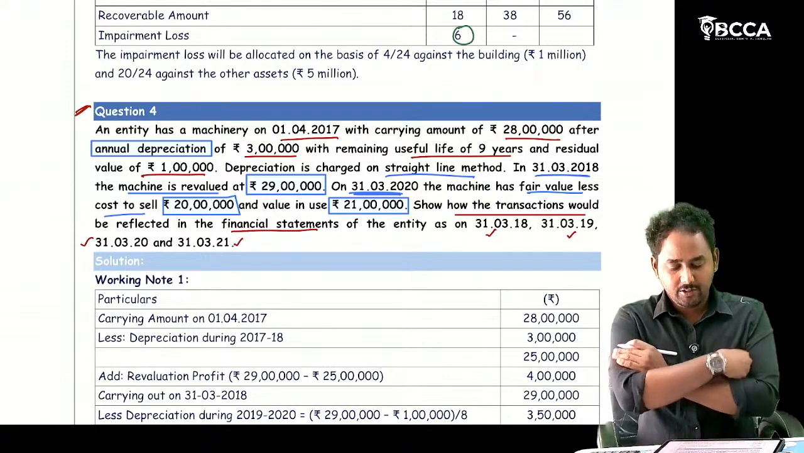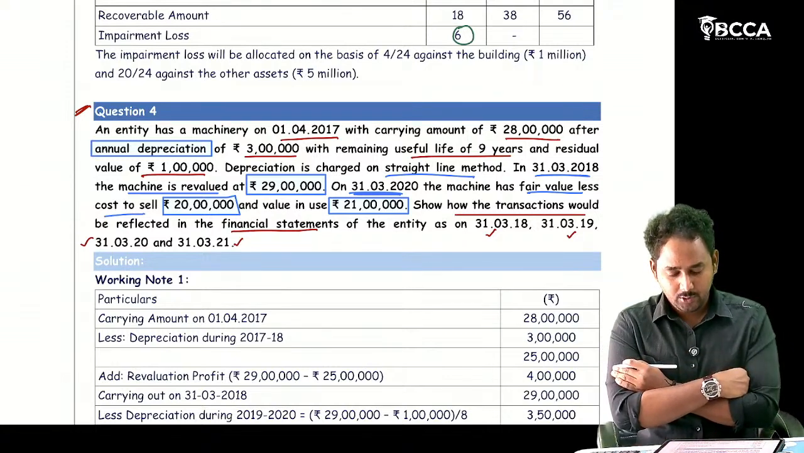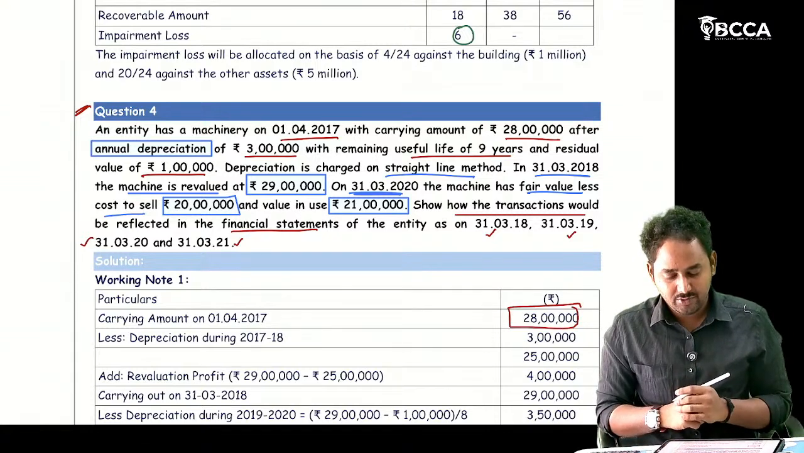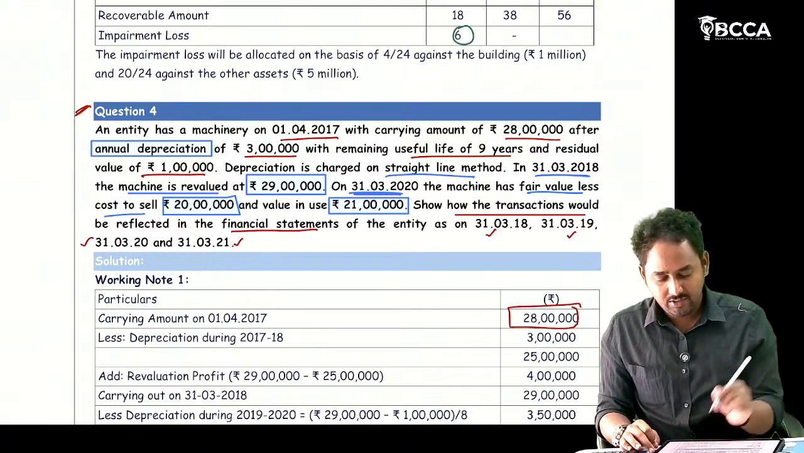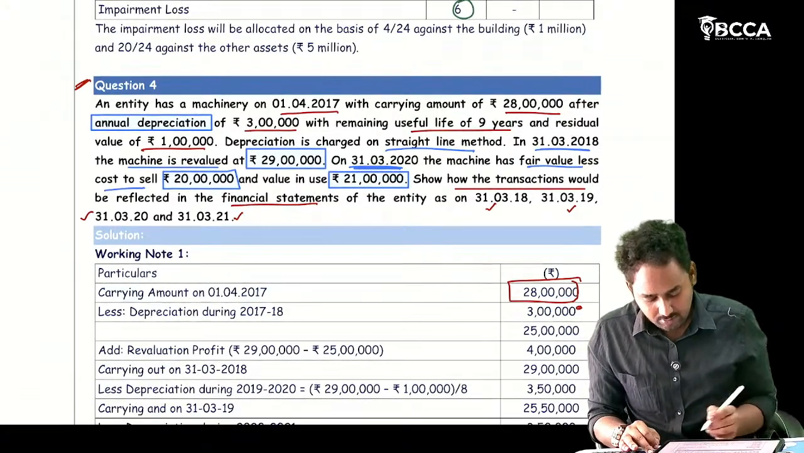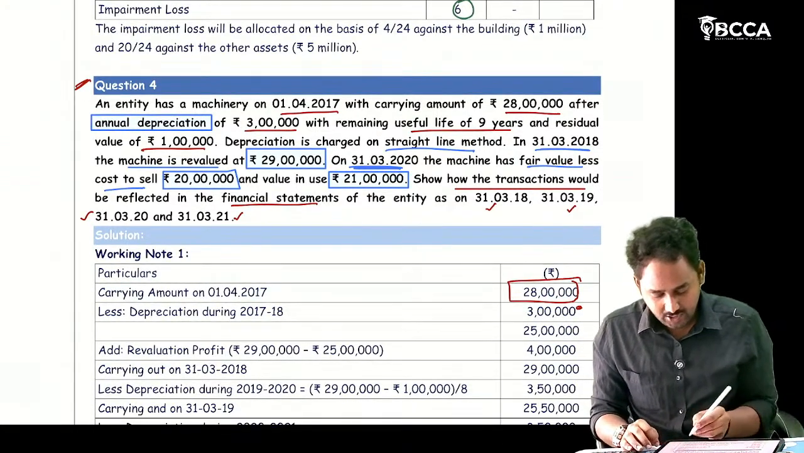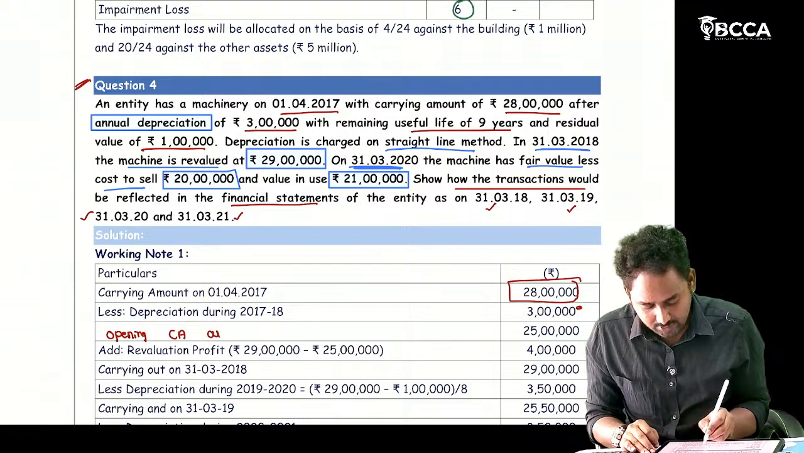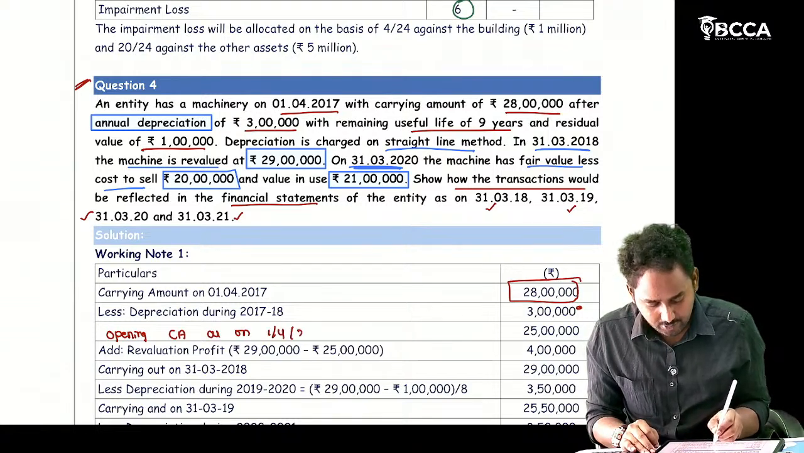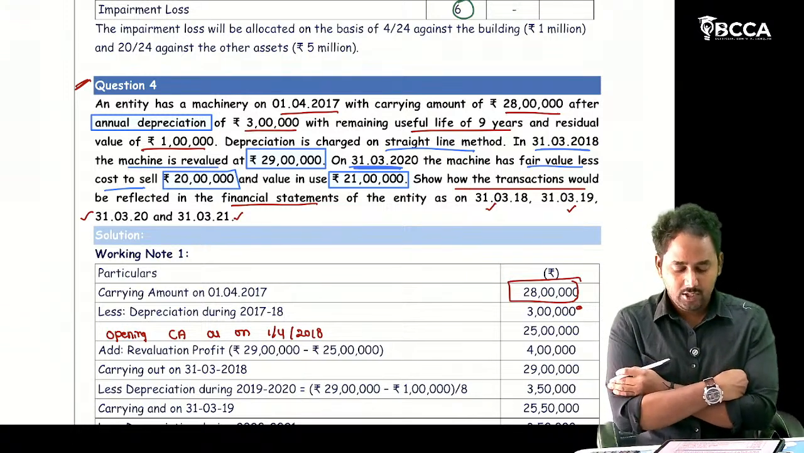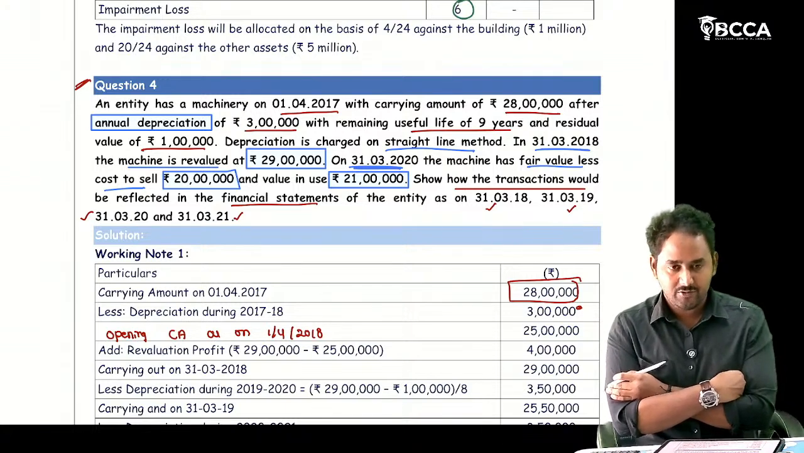So I need to find out the values. So what I am going to do? Opening carrying amount is 28 lakhs. Now what is the depreciation for 17-18? They have already given 3 lakhs as the annual depreciation. So this is the opening carrying amount as on 1/4/2018. Actually it is the closing carrying amount as on 31st March 18. Then it becomes the opening for the next year.